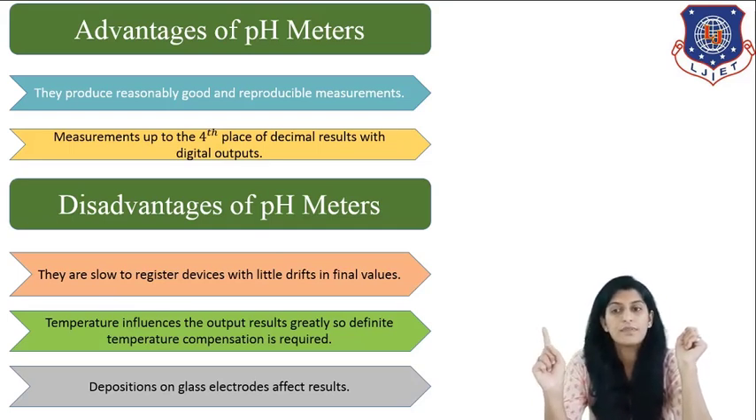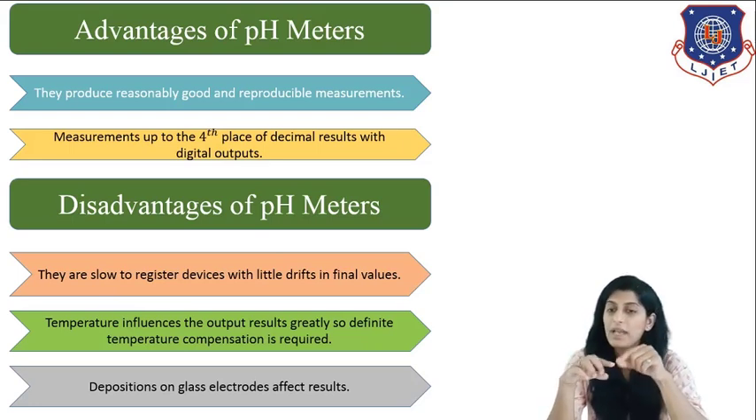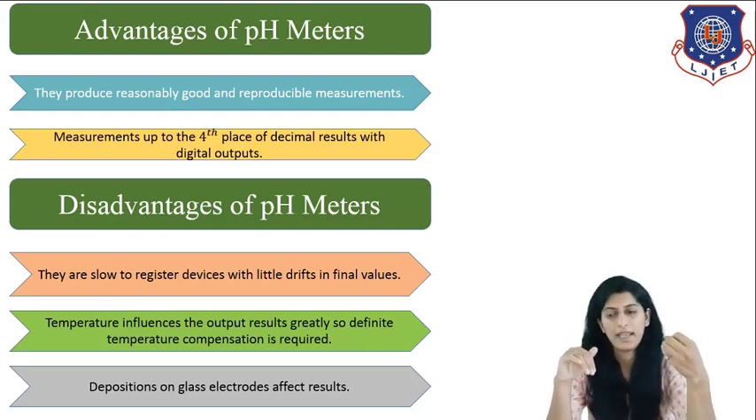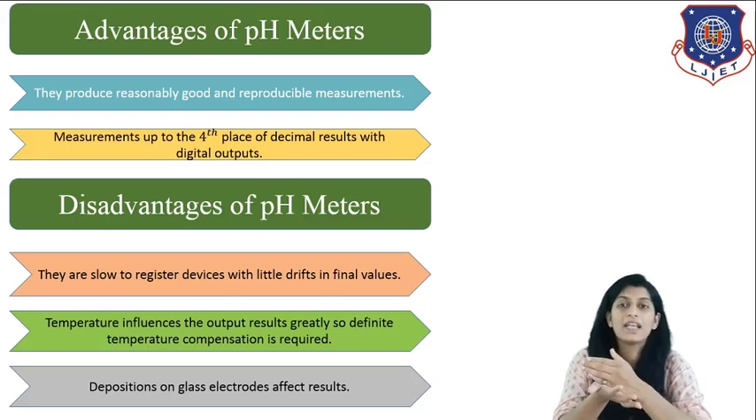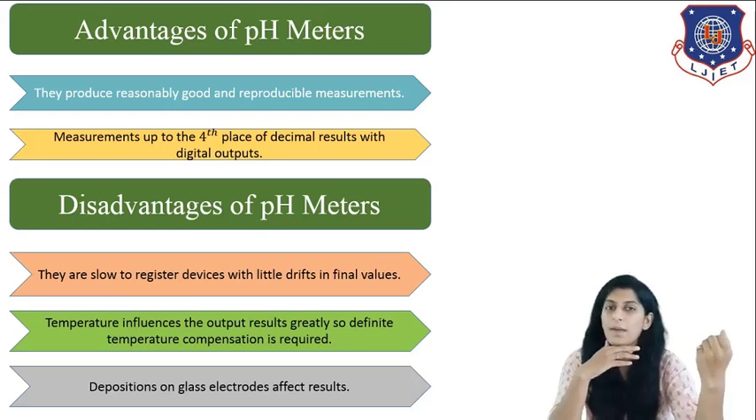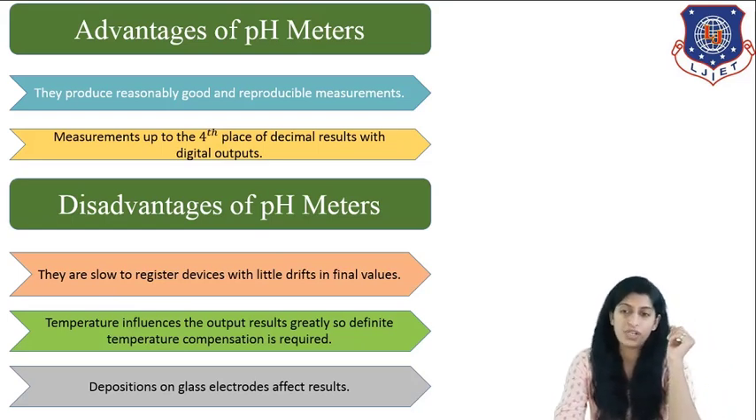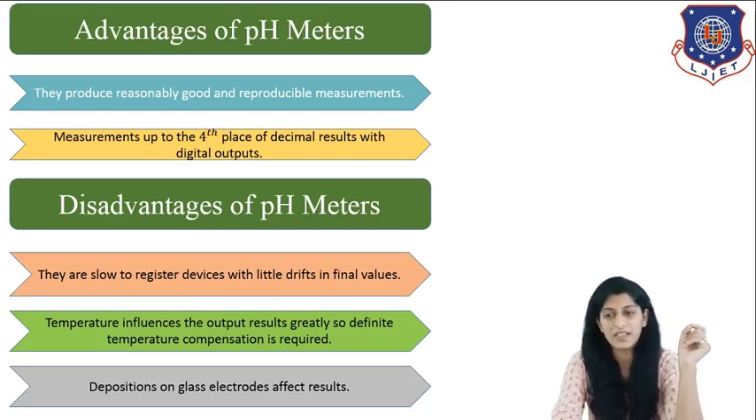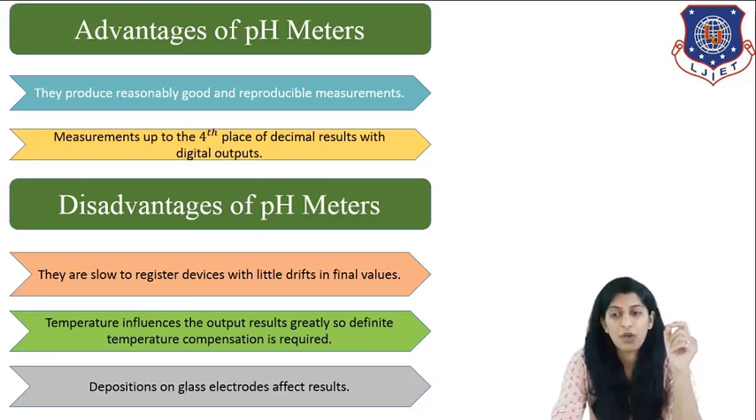Measurement of some solutions up to the 4th decimal place is even possible with the advancement in pH meters. We can even determine up to the 4th decimal place the acidic or basic behavior of any solution. Now what are the disadvantages of using this pH meter? So these are quite slow to register, right? Sometimes the results are quite slow, you cannot register them quickly.